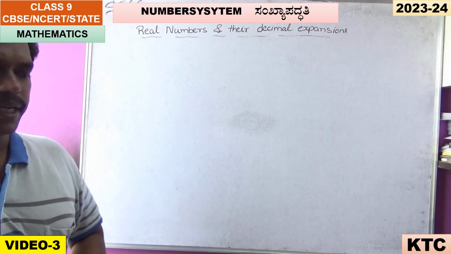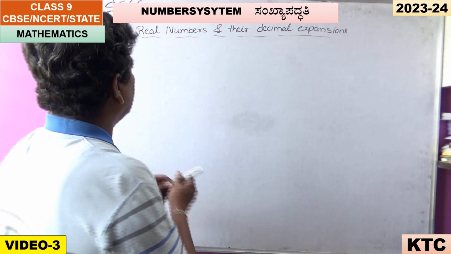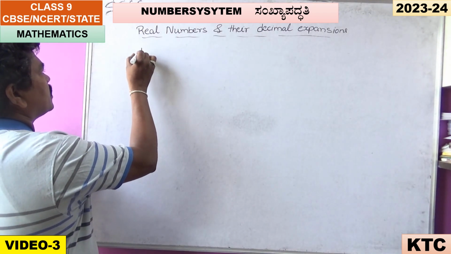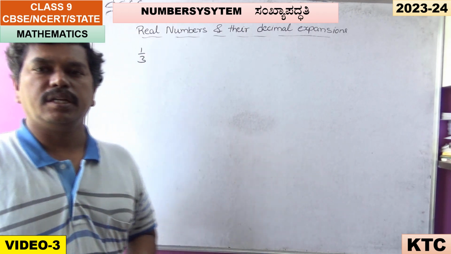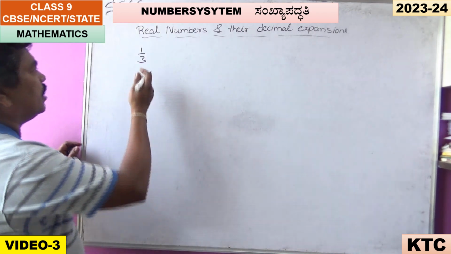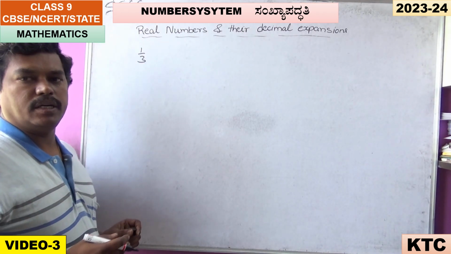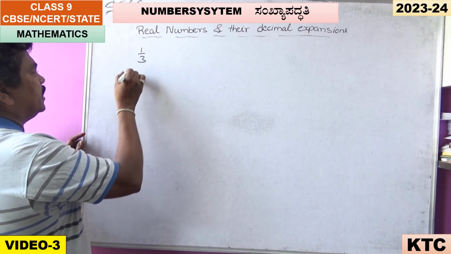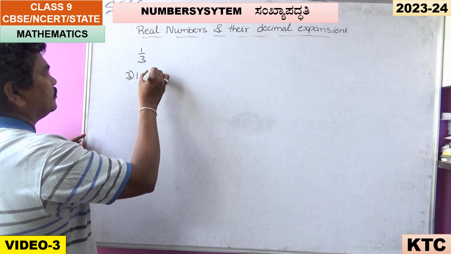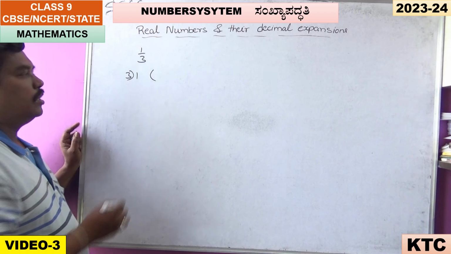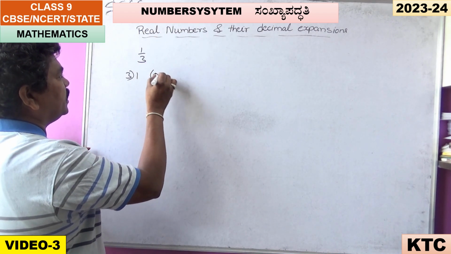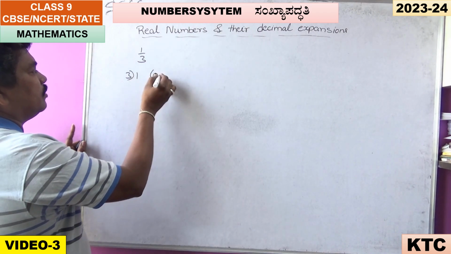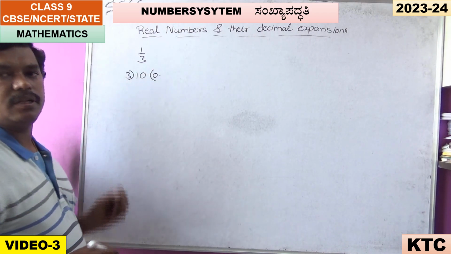First, for example, let us take a real number, 1/3. What is the decimal expansion of 1/3? We have to write it as a decimal expansion, so we have to divide 1 by 3. Here 1 is not divisible by 3, so we put a decimal point here and take a 0.